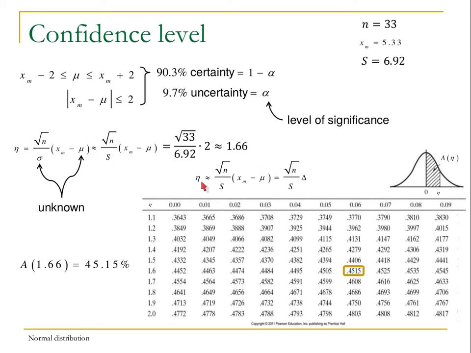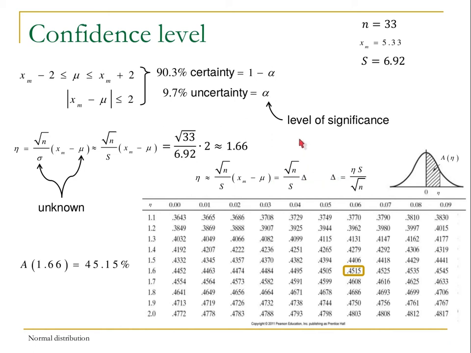Again, just rewriting how we figure out eta for these cases. It's square root of n times delta divided by capital S. And delta here is the range. Remember, we said that we thought that the population mean was within the range of x plus or minus delta, x sub m plus or minus delta.